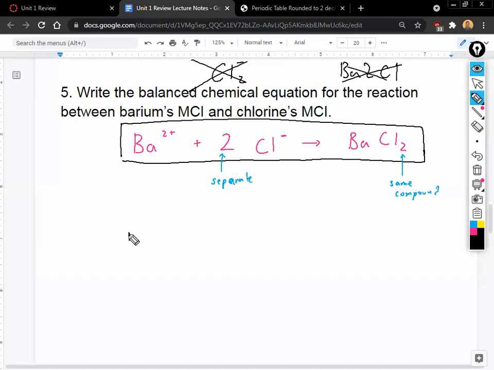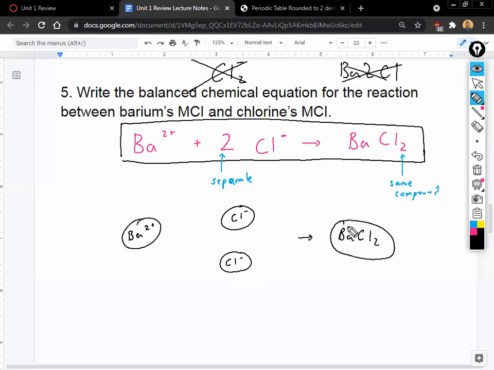Okay, so just to help you guys visualize, this is what the reaction looks like. You got one barium floating around, you got a Cl minus floating around, you got two of them, and then they're going to combine and form one molecule, BaCl2.